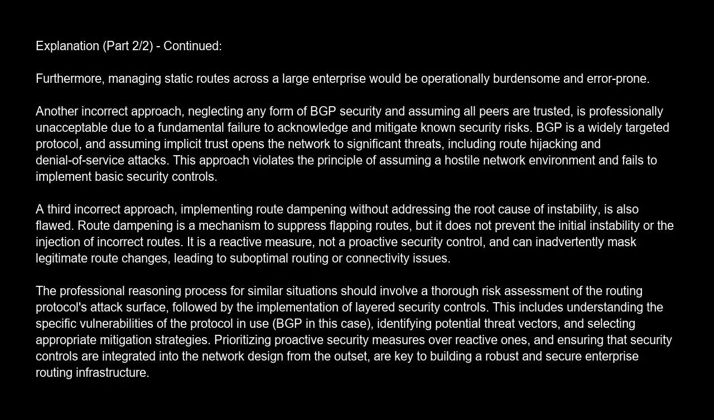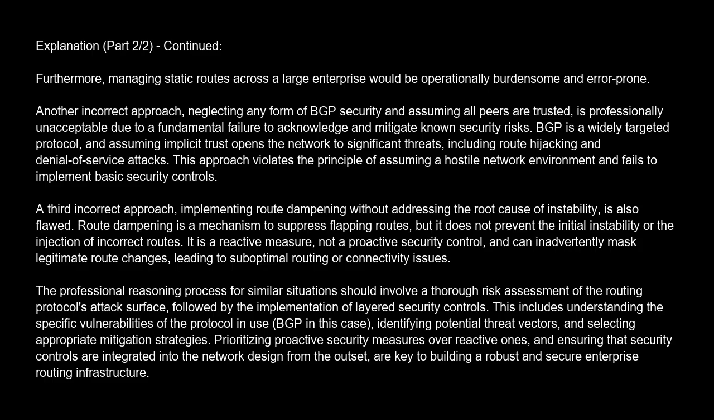Another incorrect approach, neglecting any form of BGP security and assuming all peers are trusted, is professionally unacceptable due to a fundamental failure to acknowledge and mitigate known security risks. BGP is a widely targeted protocol, and assuming implicit trust opens the network to significant threats, including route hijacking and denial-of-service attacks. This approach violates the principle of assuming a hostile network environment and fails to implement basic security controls.